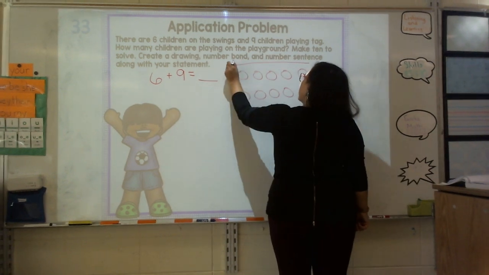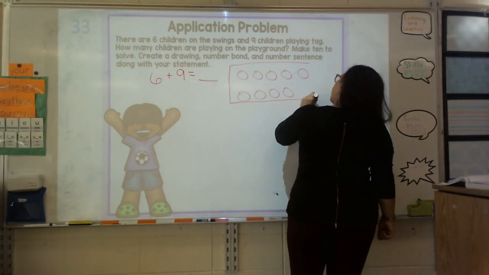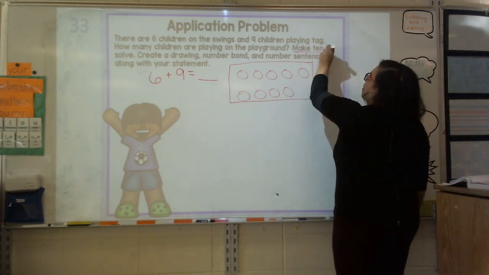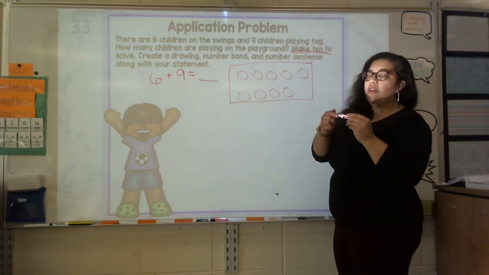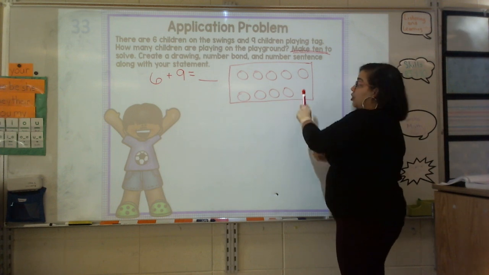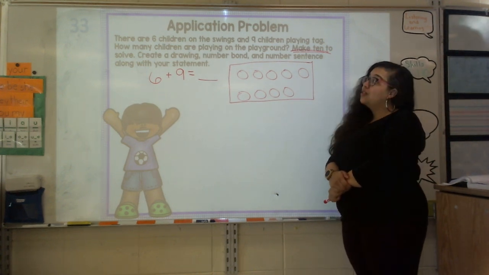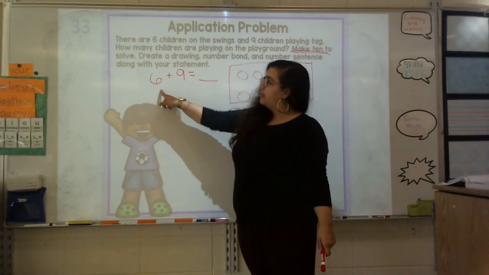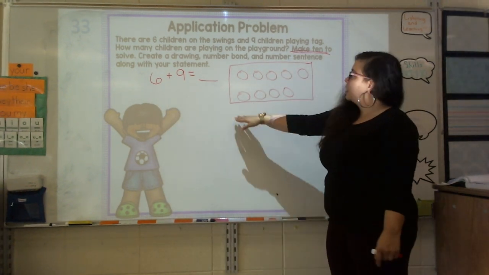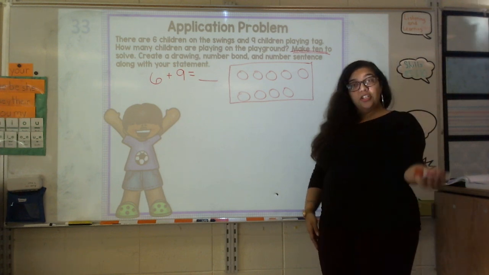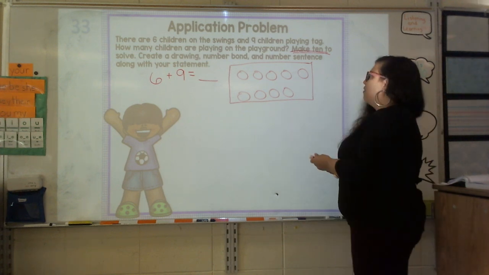And just to help me see that my goal is 10, because it does say make 10 to solve, I'm going to box it in. Is this group of 10 full? There is not. So now as we start drawing the 6 children on the swings, am I going to start down here or am I finishing this group of 10 first? I'm finishing this group of 10 first because that's what my directions call for.